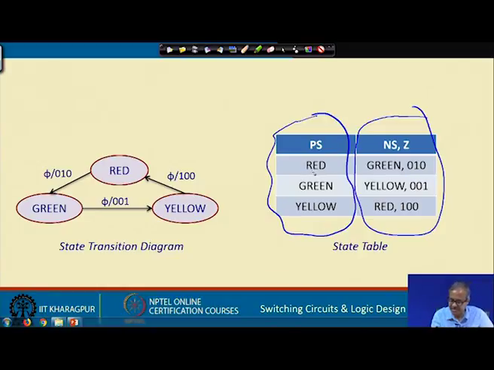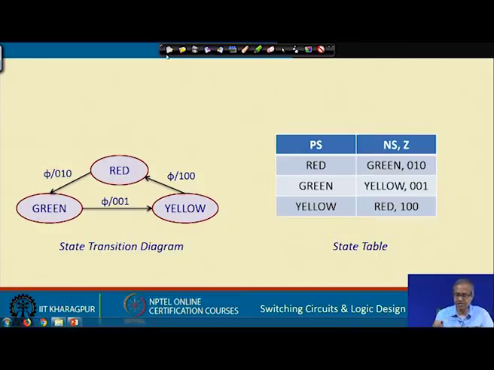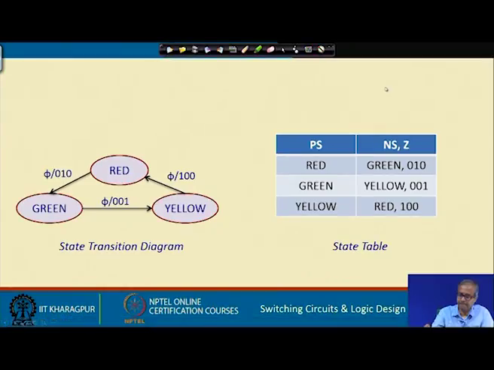If the present state is red, then the next state will be green and the output will be 0 1 0. Now, if the present state is green, the next state will be yellow, output 0 0 1. If it is yellow, the next state is red, output is 1 0 0. So, exactly what this state transition diagram is specifying, right. So, let us move on to slightly more complex problems to see how the state transition diagram and the state table can be constructed from there. Let us see.